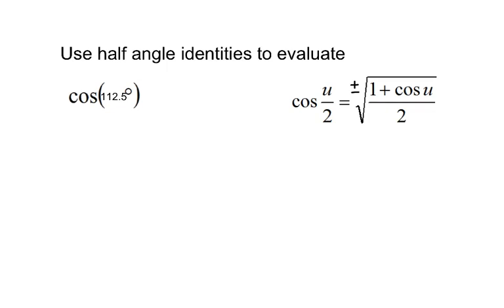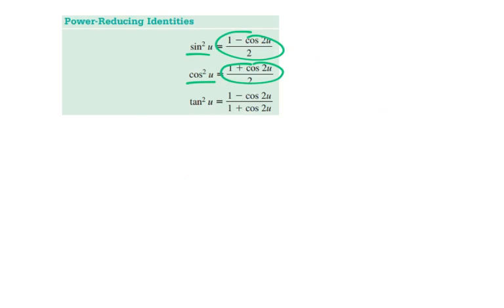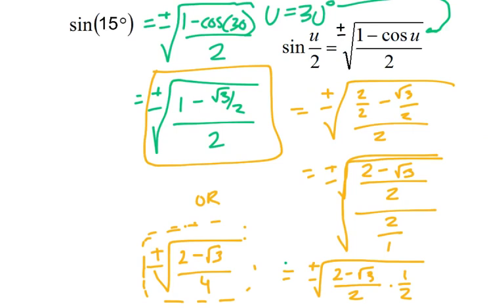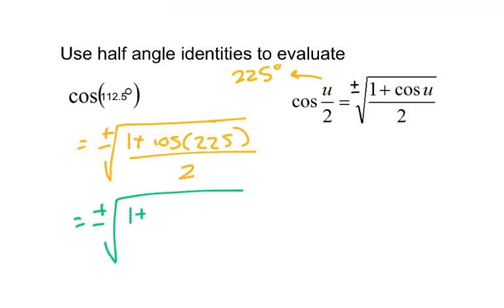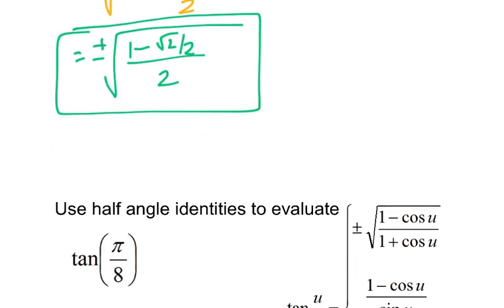And so we're actually going to end up saying that u is 225 degrees, and therefore we can plug it into the equation, meaning that we get plus or minus the square root of 1 plus cosine of 225 over 2. Just like the previous one, I'm going to plug in that cosine of 225, meaning the x value at 225 is negative square root of 2 over 2. So I'm going to put negative square root of 2 over 2, and then of course still over 2. And then we can stop there. Of course there's a decimal equivalent, but that's not necessarily required.